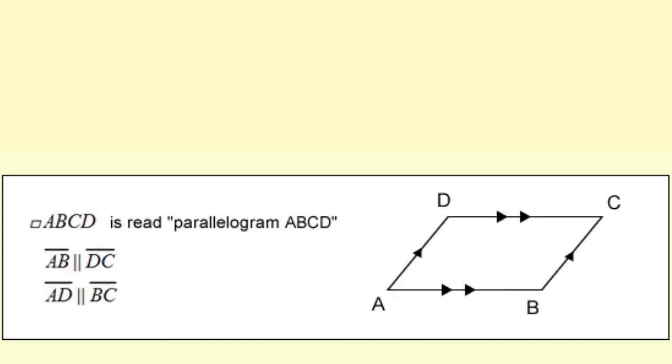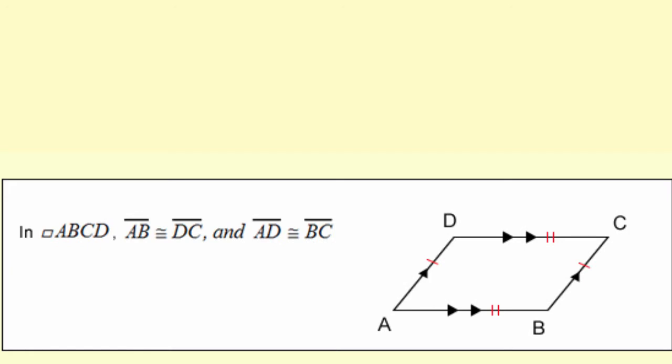A parallelogram is a quadrilateral where both pairs of opposite sides are parallel. That's the definition of a parallelogram, and it's also a property that they have. Both pairs of opposite sides are congruent for a parallelogram, and you can see the tick marks are marked accordingly. So segments AD and BC, those are congruent. Segments AB and DC, those are congruent.